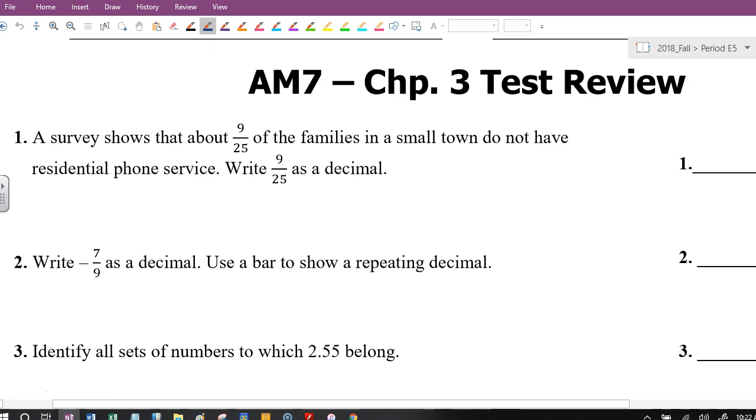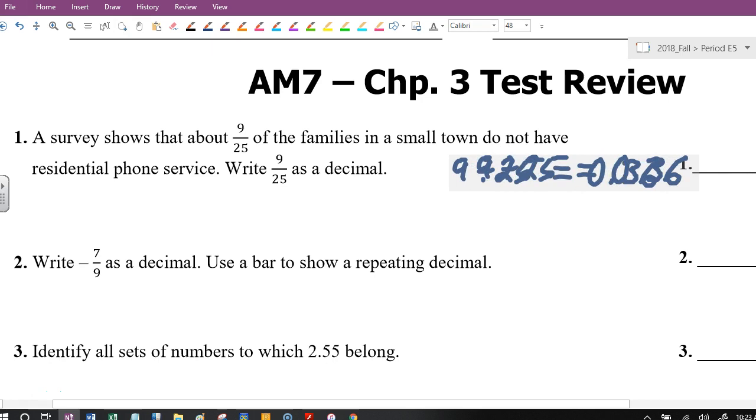For number 1, you divide 9 by 25, and you should get 0.36. Now, should you put 0.36? Yes, probably. Am I going to grade you off if you don't write 0.36 instead? No, I'm not, because that's still correct. Is there another way to do it?